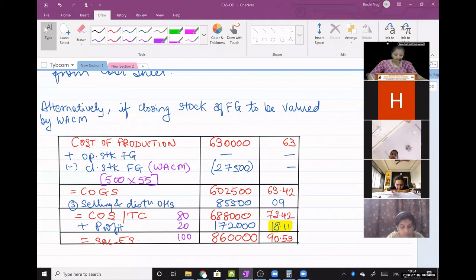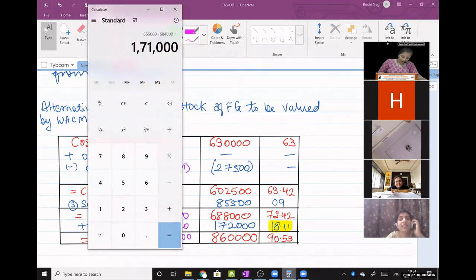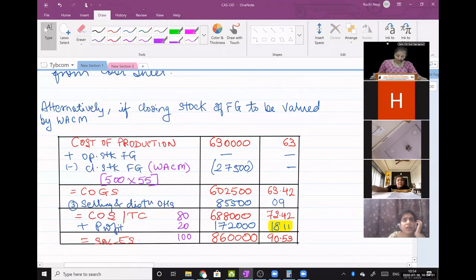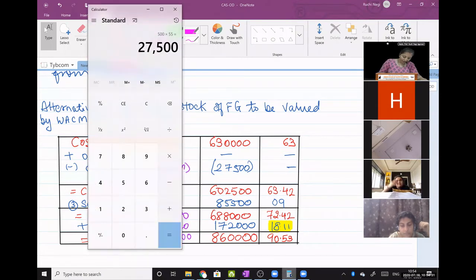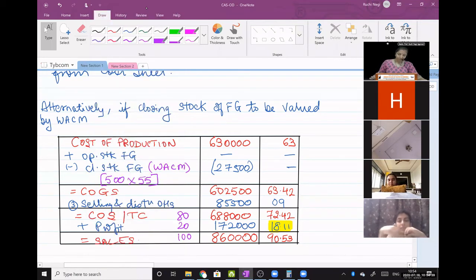Closing stock of finished goods by weighted average cost method. So 500 units multiplied with 55 rupees net factory cost per unit. So 500 multiplied with 55 rupees, so 27,500. Write it, 27,500. Subtract it. 6 lakh 30 cost of production minus 27,500. So 6 lakh 2,500. COGS, cost of goods sold, 6 lakh 2,500.